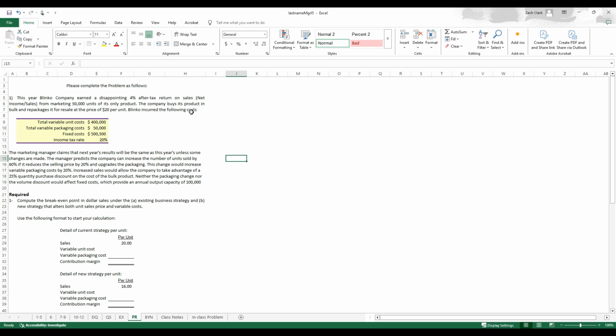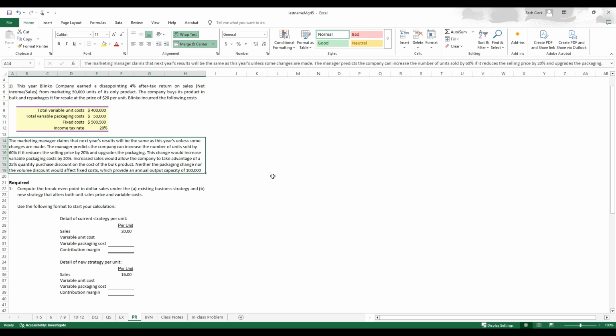So we're saying this company this year earned a disappointing 4% after-tax return on sales, net income divided by sales, from marketing 50,000 units of its only product. The company buys its product in bulk and repackages it for resale at the price of $20 per unit. And we've got the following costs. So we have total variable unit costs of $40,000, total variable packaging of $50,000, fixed costs, and our income tax rate.